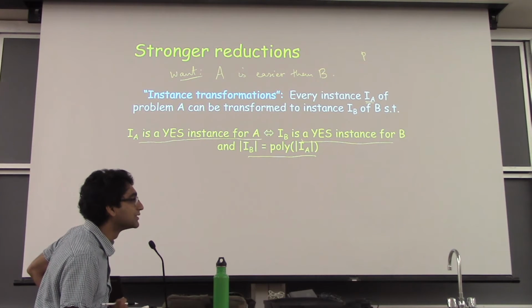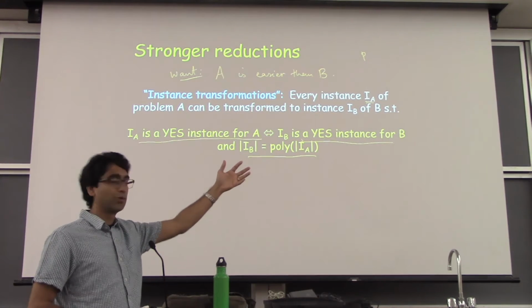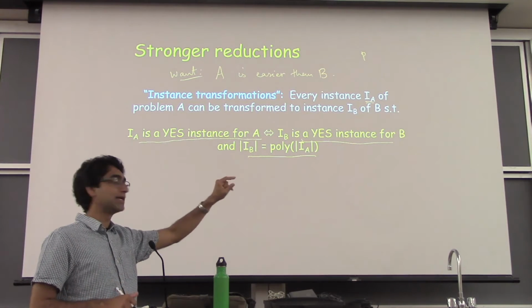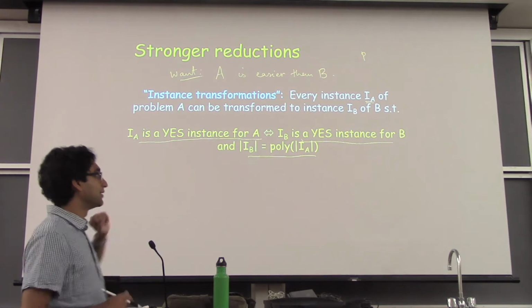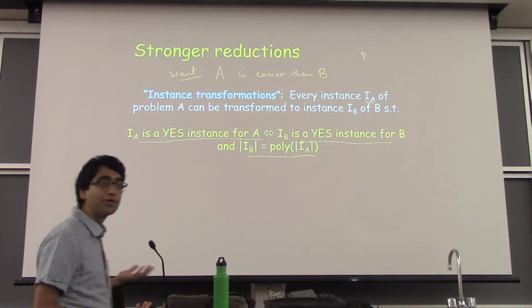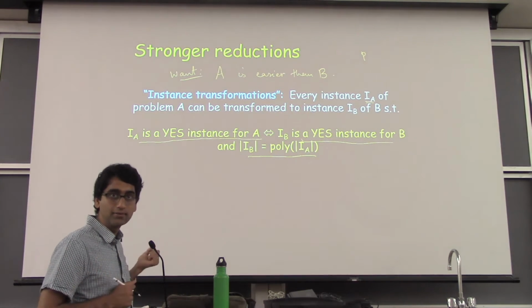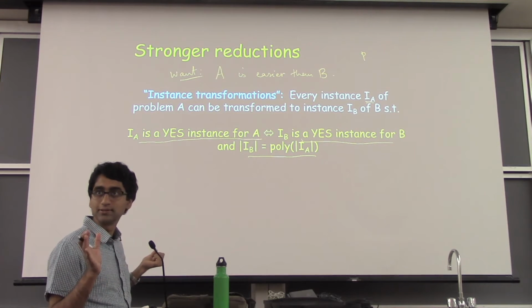Okay, so I want to say that this is a stronger notion of reduction in the sense that, I guess, intuitively this makes more sense. I mean, this is easier to grasp than the previous one, right? Because what you're saying here is, so I want to solve A, right? What does that mean? I get an instance I sub A, and I want to tell if it's a yes or a no instance.